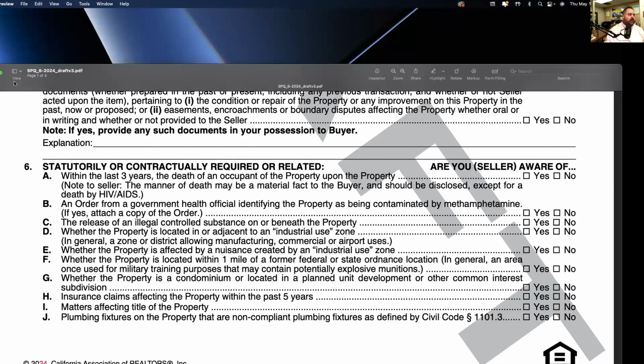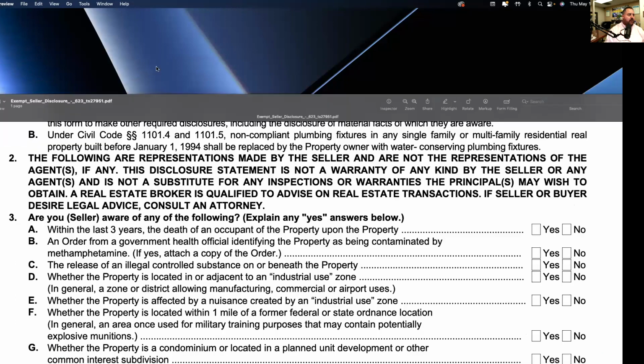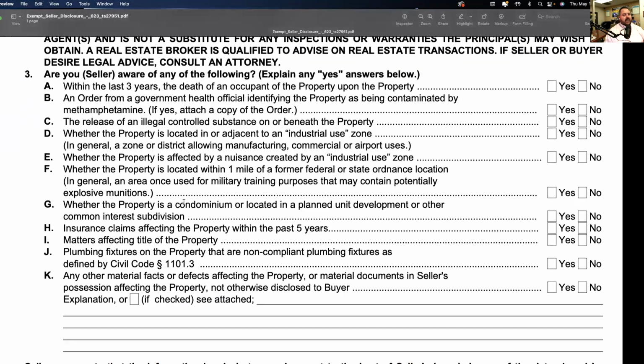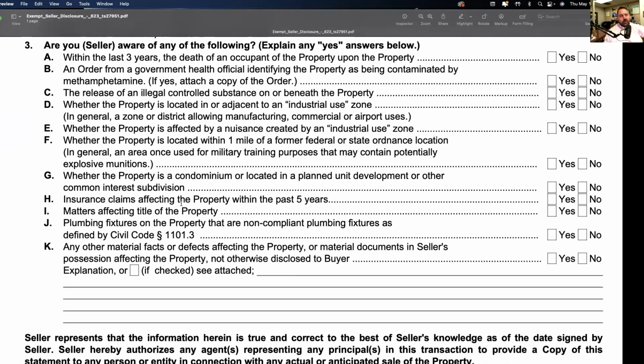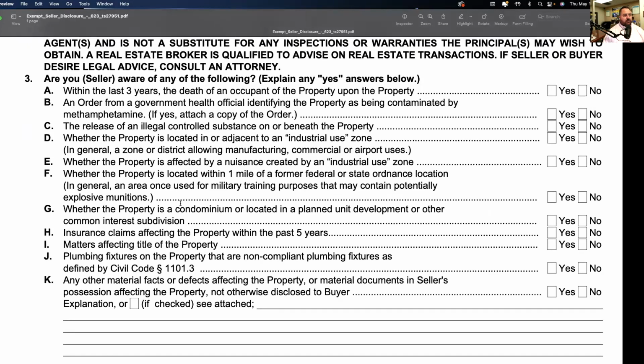Let's close that. Let's close the SPQ. There we go. All right. As you can see, it kind of just mimics that first paragraph of the SPQ, those same questions. Is it an industrial use zone? Did someone die upon the property? Is there any health official order for contamination with methamphetamine? So it's really just that first paragraph of the SPQ that we're asking people to fill out on the ESD.